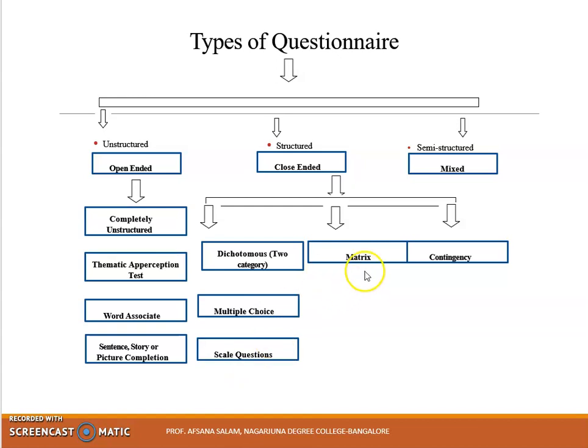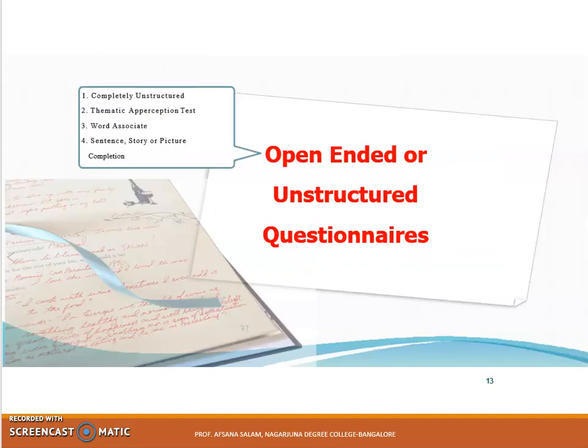Next is matrix questions. In matrix questions, you'll have many options and many questions together. We will see this in detail in this PPT. These are the different types of questionnaire. First is open-ended questions, where you have 4 different types. Open-ended question is also known as unstructured question. It helps you to collect qualitative data, where the respondent can answer in a free form without any restriction or limitations.